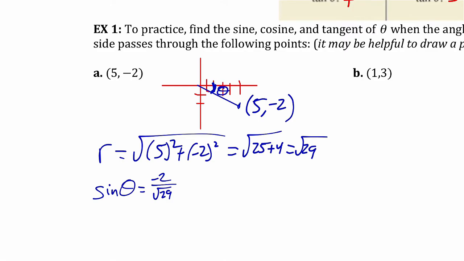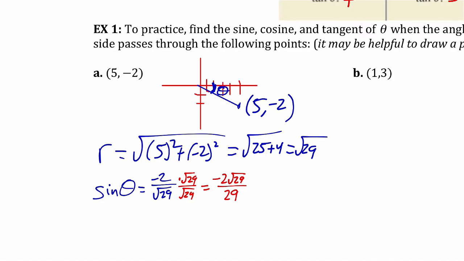Now, just like we've done in the past, we don't want to keep an irrational number in our denominator, so we're going to multiply numerator and denominator by the square root of 29. So we're going to multiply by that goofy-looking version of the number 1. In our numerator, negative 2 times the square root of 29 is negative 2 square roots of 29, over root 29 times root 29, which is just 29.